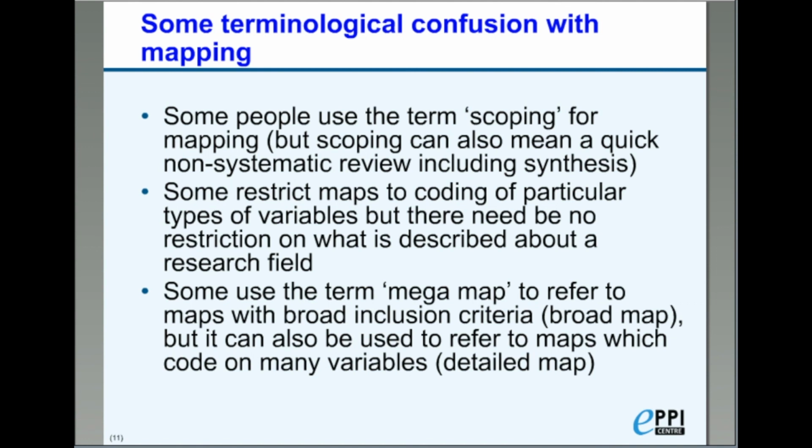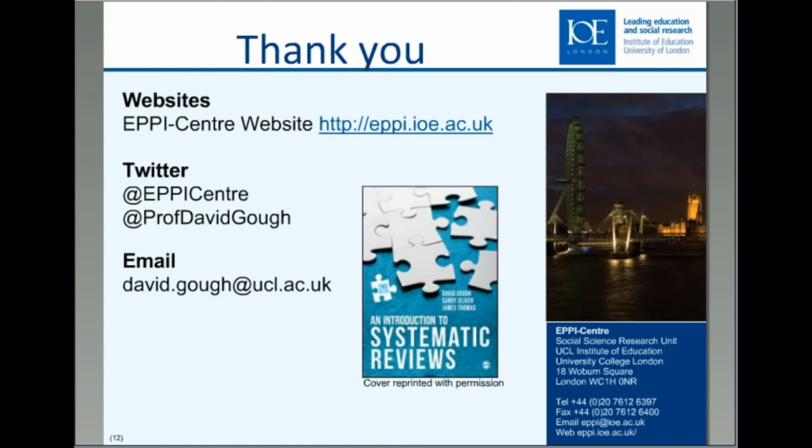So if you'd like to know a little bit more about this way of thinking, about reviews and maps, we write about these issues in our textbook on systematic reviews, An Introduction to Systematic Reviews, 2nd edition, 2017, particularly in Chapter 3. Thank you for your attention.